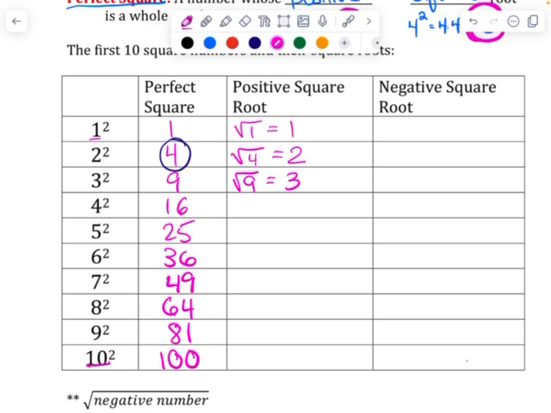Go ahead, hit pause, complete this column for the positive square roots, and see if your numbers compare to mine. All right, we should have the following values for the positive square roots.